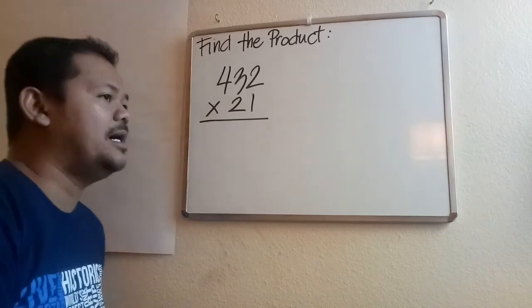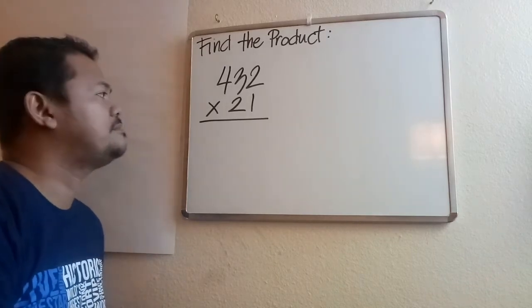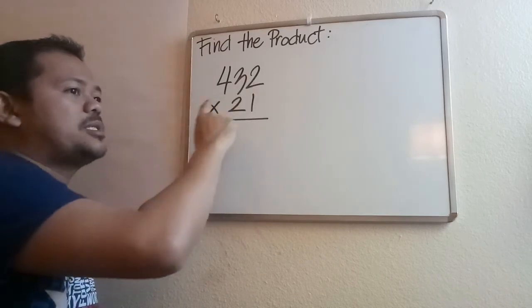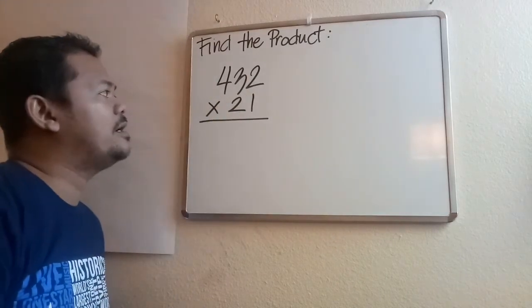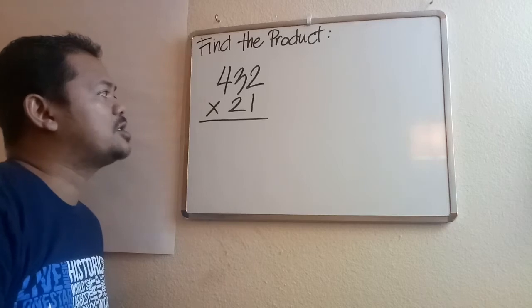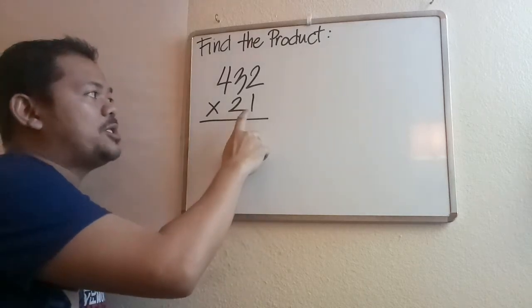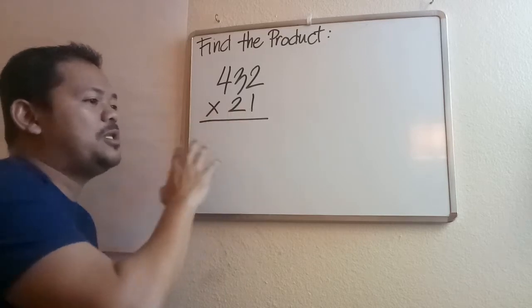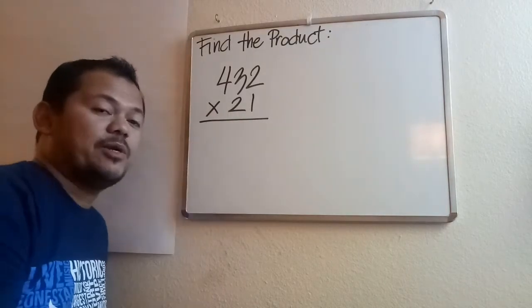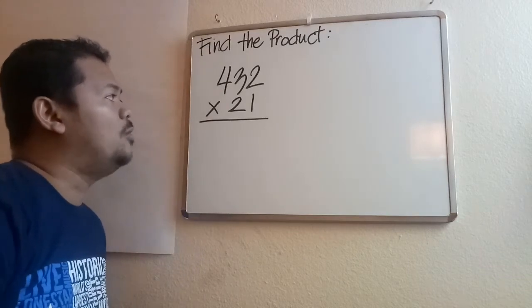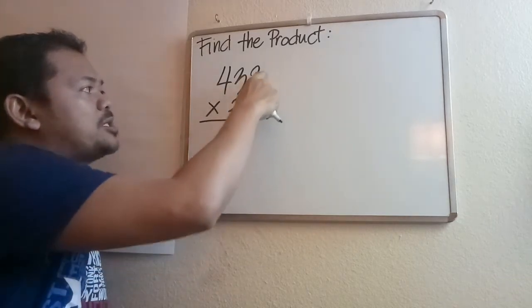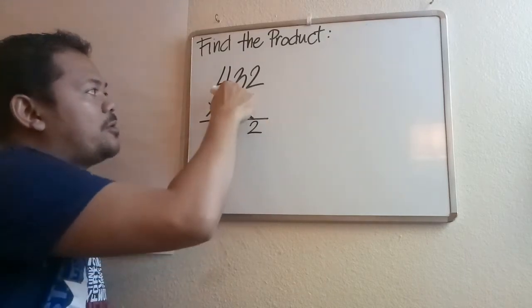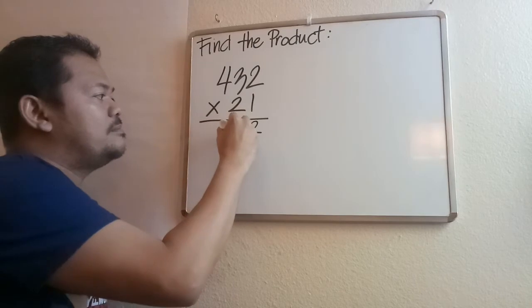So let's start by answering 432 times 21. Okay, so we are answering first your first digit multiplier, which is 1. Then we can go on with 2, but we need to put 0 first before we answer it. Okay, so let's start with 1. 1 times 2 equals 2. 1 times 3 equals 3.